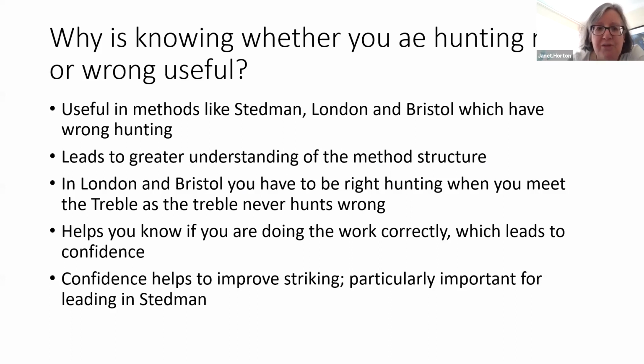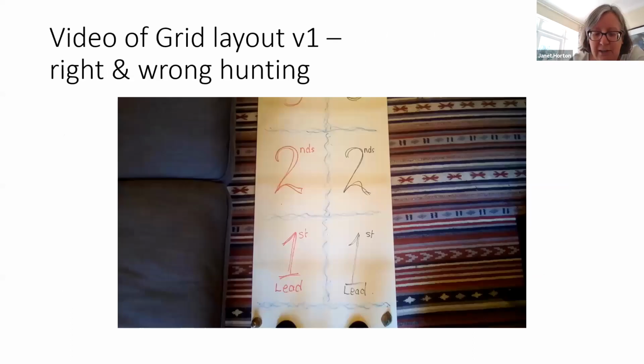So if you know whether you're right or wrong hunting, it helps you to know whether you're doing the work correctly, which can lead to greater confidence. And greater confidence can lead to better striking, which is particularly important when leading in Stedman. So I'm going to do a little video now demonstrating how this grid system shows up right and wrong hunting. So let's hope this works okay.